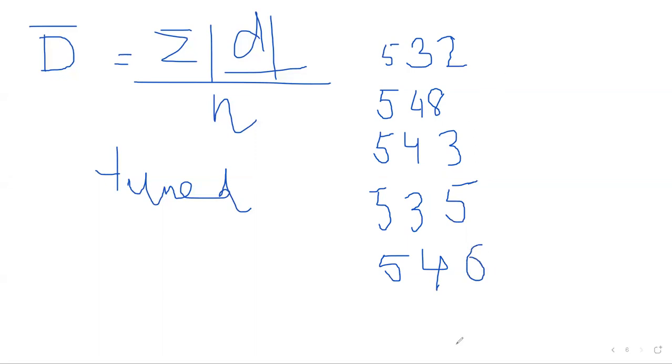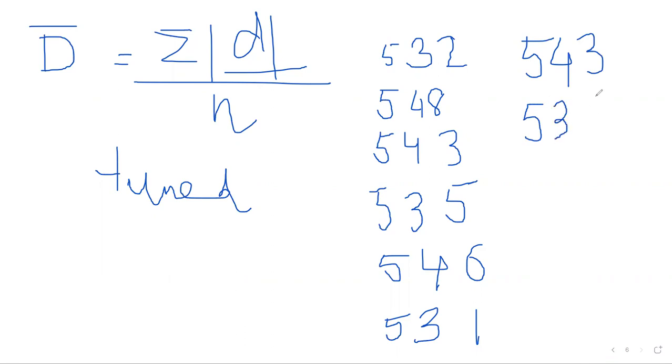Next is 531, another 2 readings, seventh one is 543, and eighth one is 536. So these are the values of resonant frequency in kilohertz that were recorded. These are the 8 numbers.